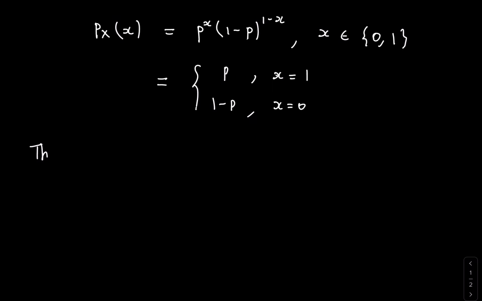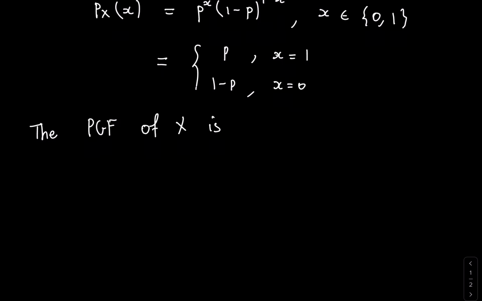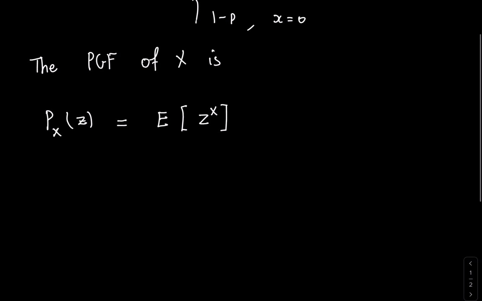So the PGF, or the probability generating function of X, and we usually use a capital P_X(z), by definition is equal to the expected value of z to the X. Apologies, I should have a capital X in there, not a lowercase x, given that we're taking an expectation.